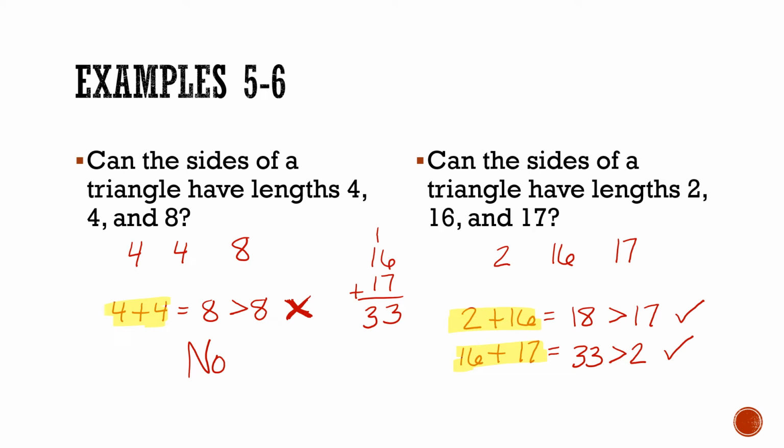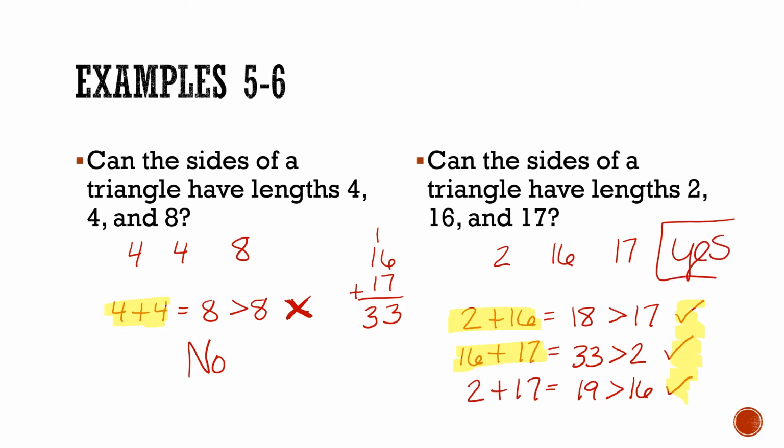So the only two numbers we've not added together this time would be 2 and 17. So 2 plus 17 is 19, and 19 should be greater than whichever number we didn't use, which was the 16, and 19 is greater than 16. So again, we've got those 3 check marks. If you get all 3 check marks, then you can say that yes, it does create a triangle.